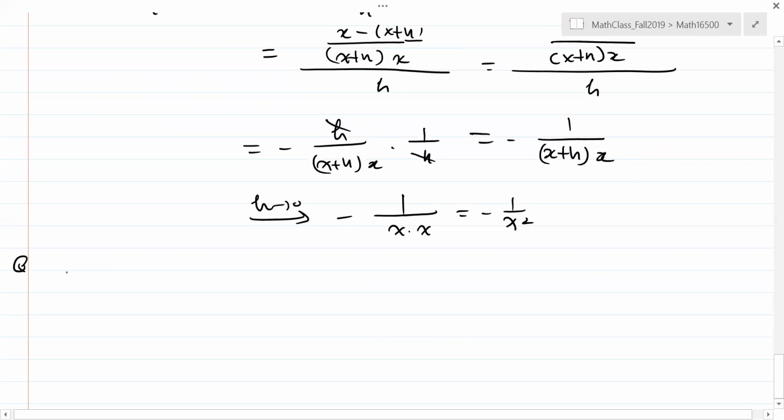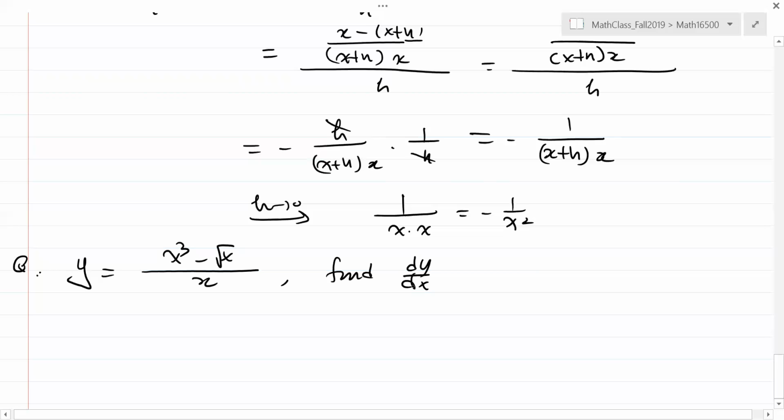Problem 5: y equals x cubed minus square root of x, find dy/dx. Now here's a problem. I looked at one of the quiz problems, and I noticed that a number of students made the problem very complicated. This is a quotient, right? They just applied the quotient rule to this problem to find the derivative, and it's very complicated. It's so difficult to simplify.